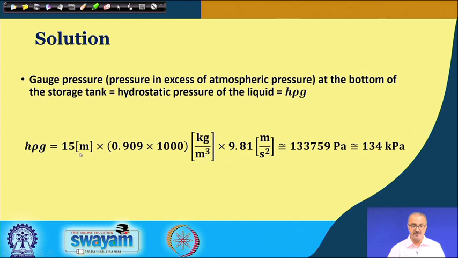So, here we have the height of the liquid, and the density is the specific gravity times the density of water, and this is the value of g. If we multiply these three we get this value in Pascal, and this can be converted to 134 kilopascal. That is, the gauge pressure is 134 kilopascal, and we know that the atmospheric pressure is about 101.3 kilopascal. So, the absolute pressure at the bottom of the column is 101 plus 134, which makes about 235 kilopascal. So, this is the absolute pressure at the bottom of the tank.